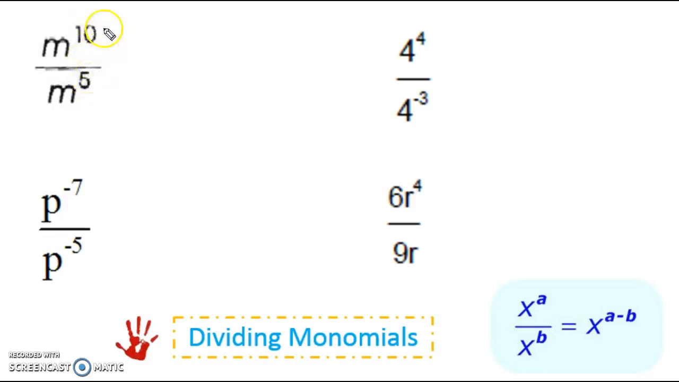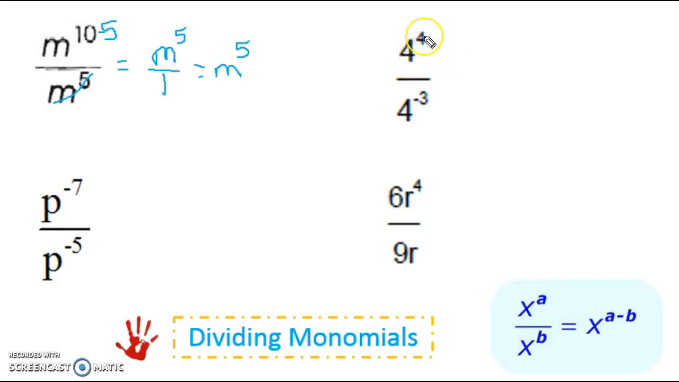So we subtract those exponents. I always look at which exponent is the larger of the two, and that's where I'm going to start my subtraction. So 10 minus 5 would be 5. So m to the 5th over 1, because that would cancel out at the bottom. Do I have to write the over 1? No, I do not. I can just write m to the 5th.